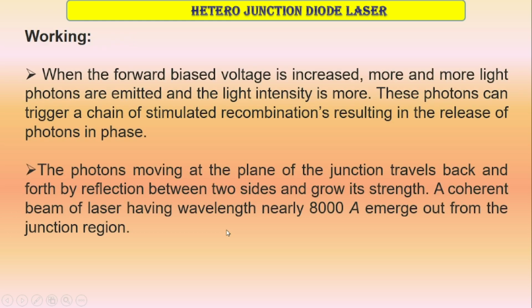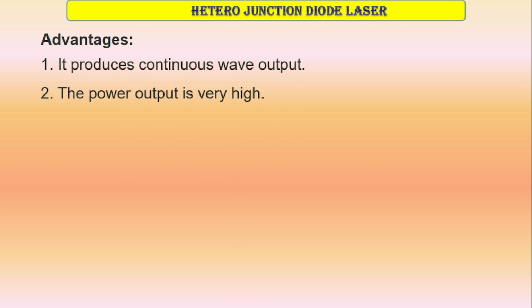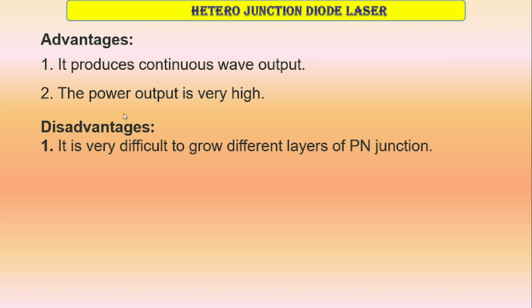So this is the working of heterojunction diode laser, and in this way we get the laser beam. Now let us see some advantages of heterojunction diode lasers. It produces continuous wave output, and the power output is very high. And now let us see some disadvantages of heterojunction diode lasers. It is very difficult to grow different layers of PN junction, and the cost is very high. And these are the two disadvantages of heterojunction diode lasers.